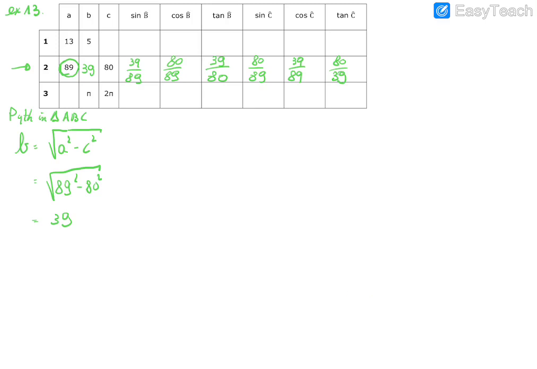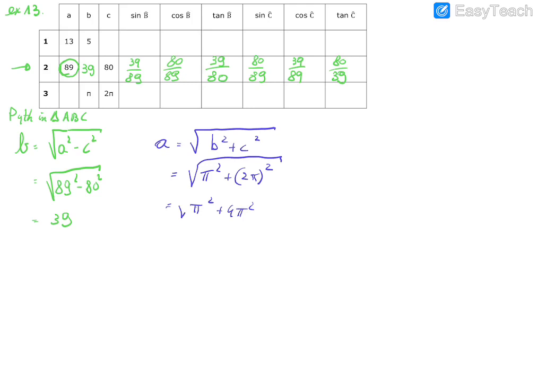Now, the next exercise is almost the same. I'm going to use another color. You're going to use the Pythagorean theorem in that triangle again, and here it is. A is equal to the square root of B squared plus C squared because we're looking for the hypotenuse this time. So pi squared plus 2 pi squared. That becomes pi squared plus 4 pi squared.